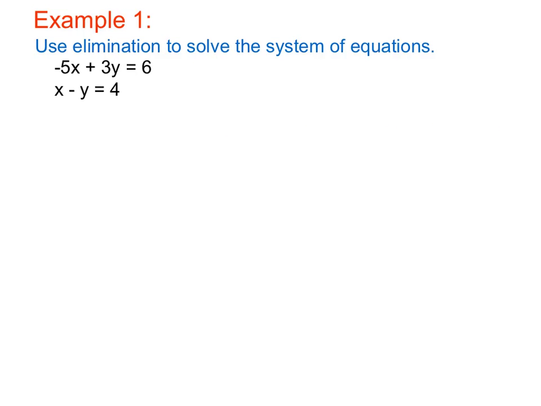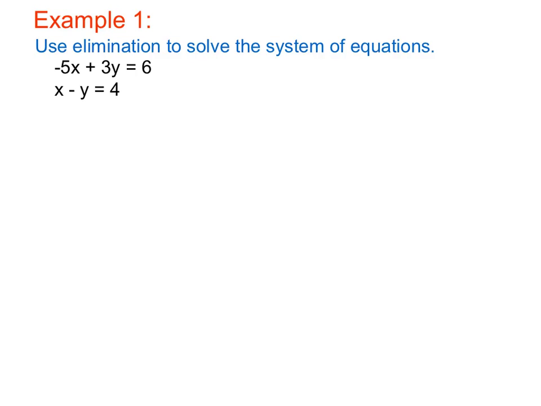Alright, so if we want to use elimination to solve this system of equations, we can't add or subtract it as is to get either the x or the y to cancel, so we're going to have to do something to it before we can add or subtract it. And we're going to have to multiply either one of the equations or both the equations by something.